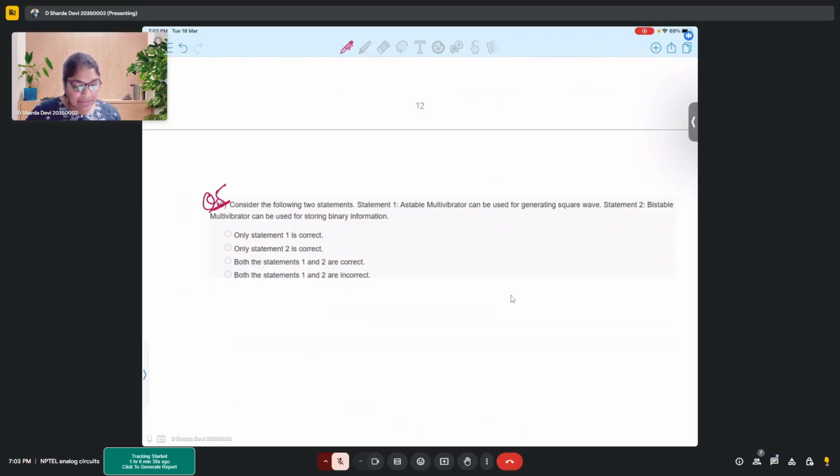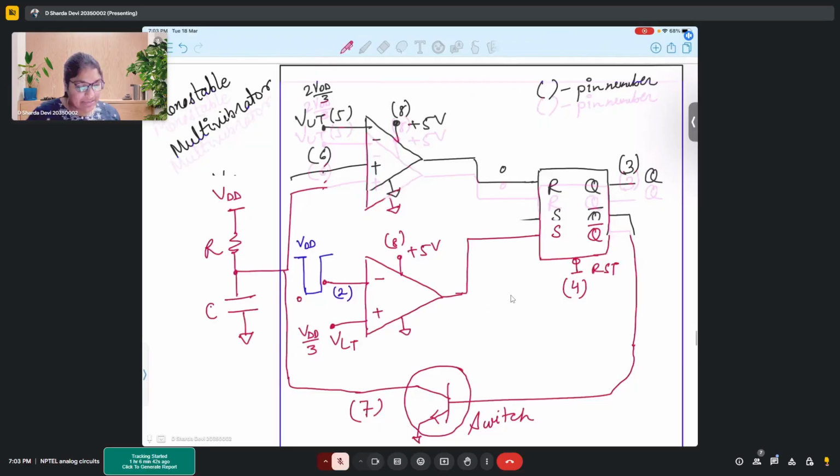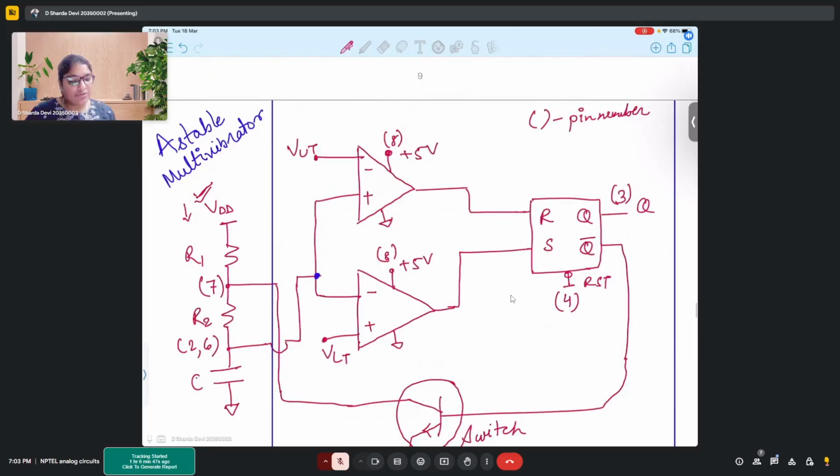So if I say that this particular circuit that we are calling a bistable multivibrator, we can also call it binary multivibrator. Why binary is because there is a flip flop here, right? The RS flip flop. This is our RS flip flop, SR flip flop.